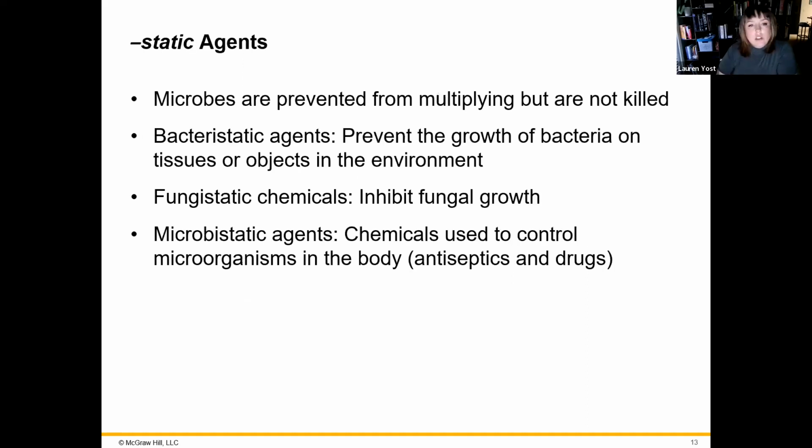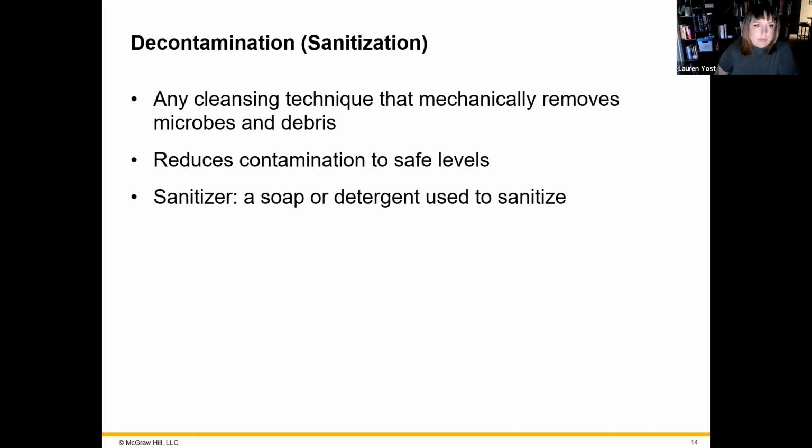So static agents, when we talk about static versus cidal, right? Cidal will be killing, and then static is going to prevent or stop the growth of these organisms. So microbes will be prevented from multiplying, but they won't be killed. They'll be stopped, but they won't be killed. Bacteriostatic agents prevent the growth of bacteria on tissues or in the environment. Fungistatic chemicals inhibit fungal growth, and then microbistatic for any microbes in general.